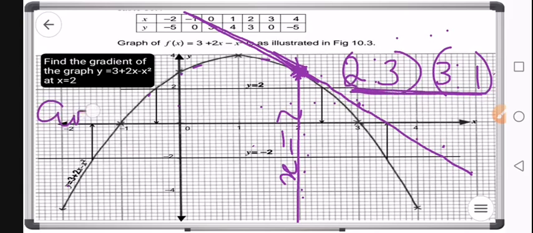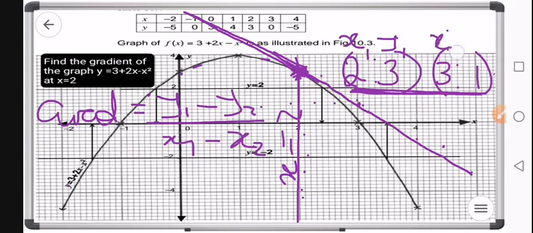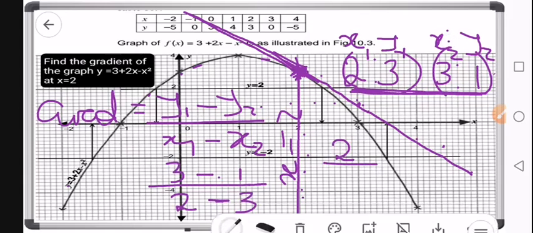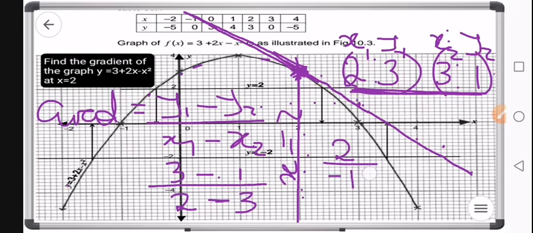How are you going to find the gradient? We said gradient is y1 minus y2 over x1 minus x2. This is x1, this is y1, this is x2, this is y2, okay? Then you say y1 is 3 minus y2 is 1, all over x1 is 2 minus x2 is 3. So 3 minus 1, you are left with 2. Then 2 minus 3, you get minus 1. Then 2 divided by minus 1, you get minus 2.